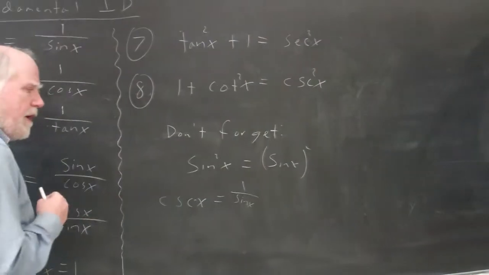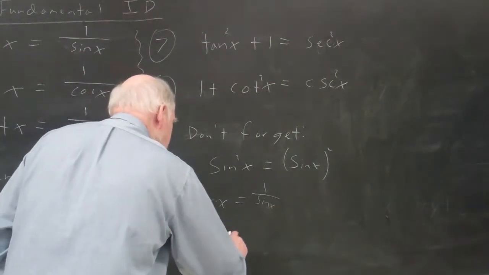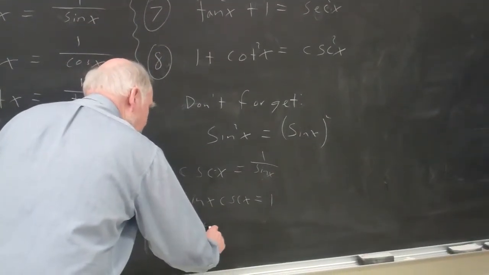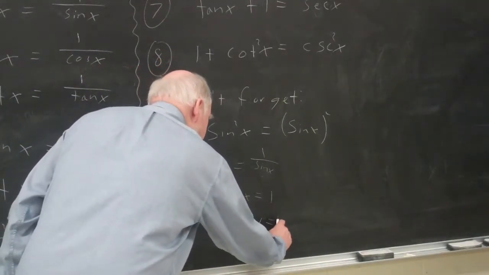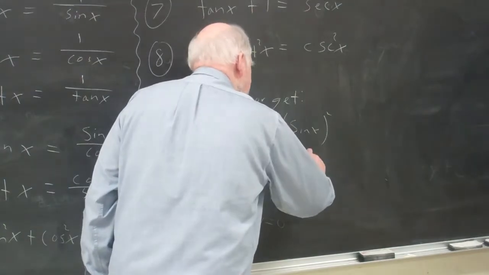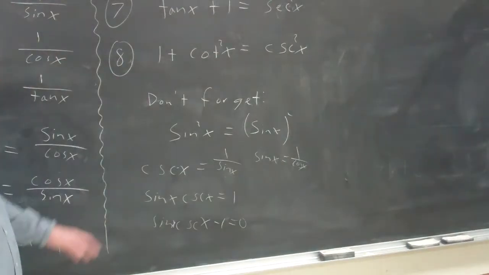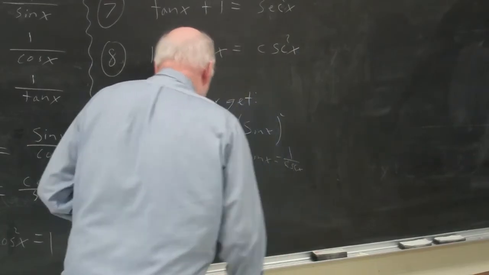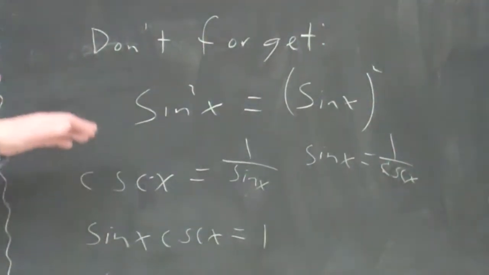I've really given you 3 identities. This one, I can bring the sine up and say that the sine x times the cosecant x equals 1. Or you could say that sine x cosecant x minus 1 equals 0. Or even that the sine of x equals 1 over cosecant x. So I actually got 4, right? Sorry, cosecant x. So only one is given, but many are really implied by this one identity.